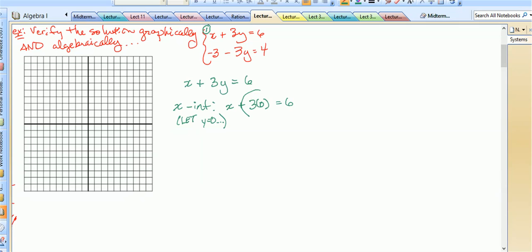So we have x is equal to 6. That's one of our points, and you can go ahead and make the x, y chart too, by the way. We only need 2, but I would go with 3 points, just because you want some verification of the direction of your line in case simple mistakes are made.